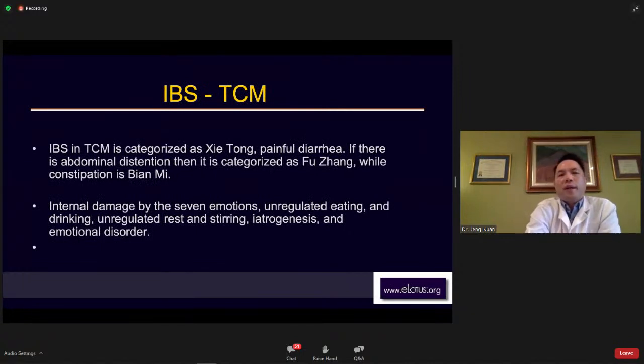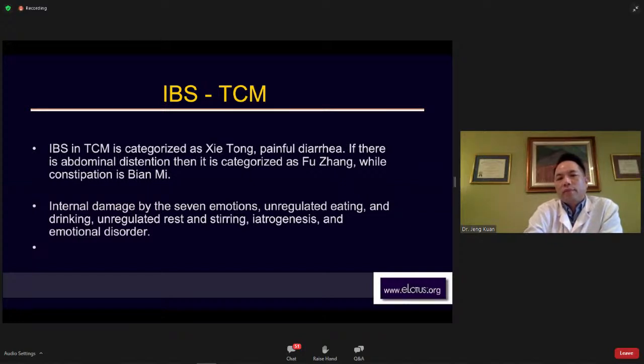Now we're getting to the TCM part, how TCM defines IBS. TCM categorizes it as 泻痛, basically painful diarrhea. If there is abdominal distension, then it is 腹胀, or bloatiness, and constipation would be 便秘. Internal damage by the seven emotions, unregulated eating and drinking, unregulated rest and stirring, and other procedures or wrong treatments can also cause IBS.